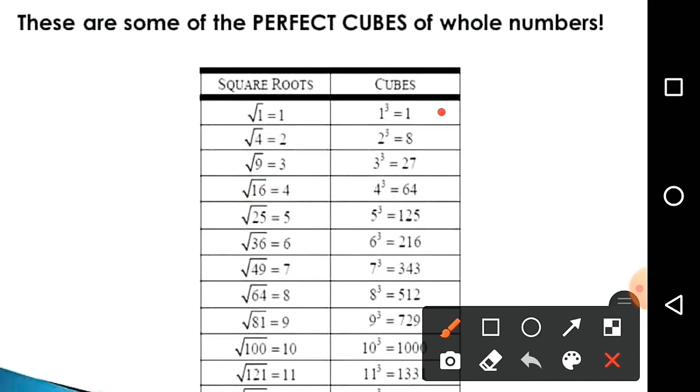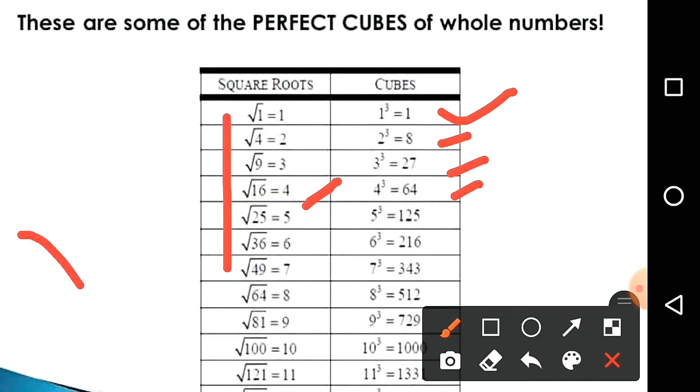If you do 1 cubed, the answer is 1. So this 1, 8, 27, these all are cube numbers. And if we find the cube root of these, so these are the cubes, and this table also shows the square root. Square root means what we get after multiplying 2 times. We have seen square root in the previous chapter. So the square root of 16 is 4. This is the symbol of square root.